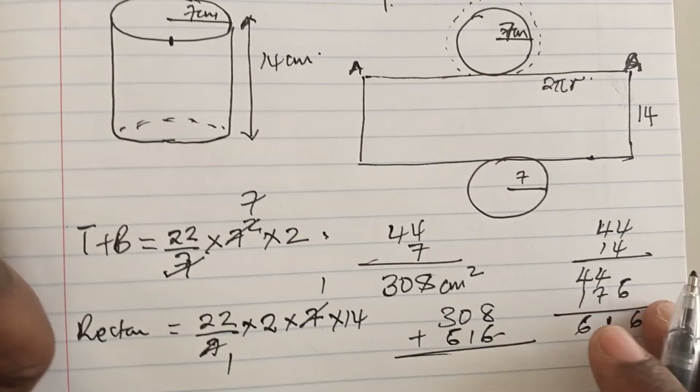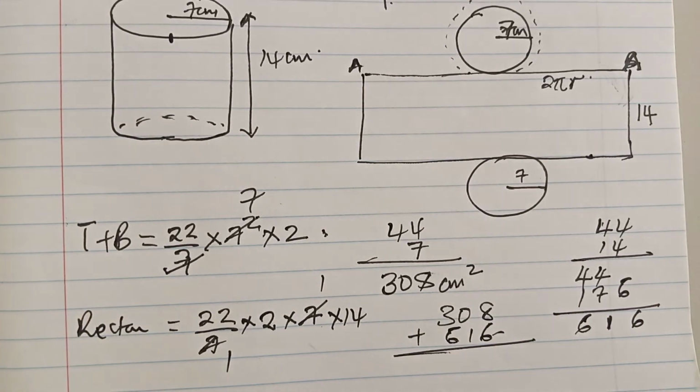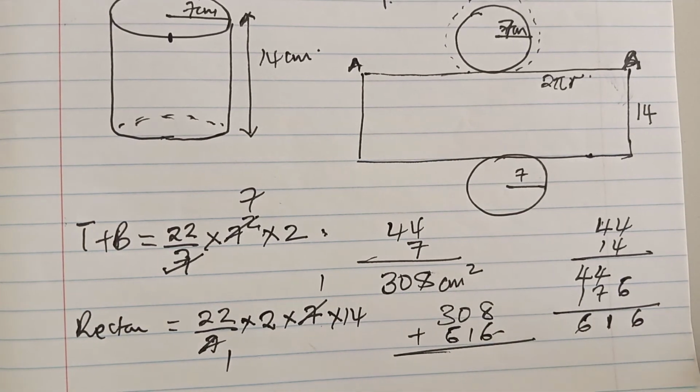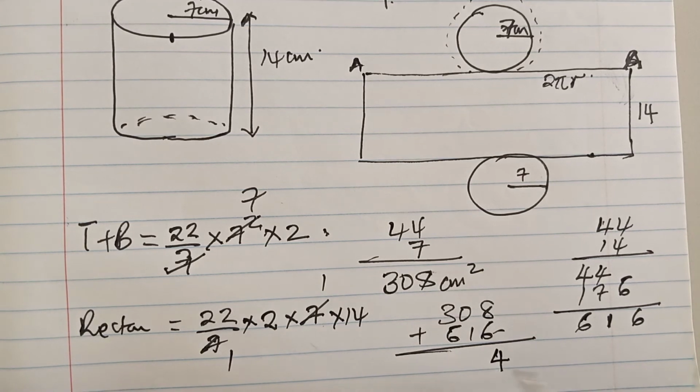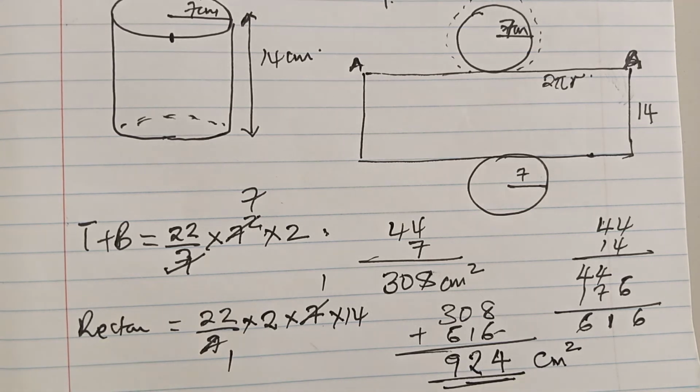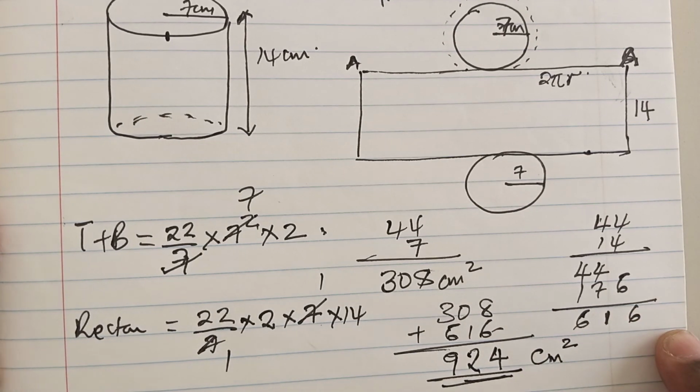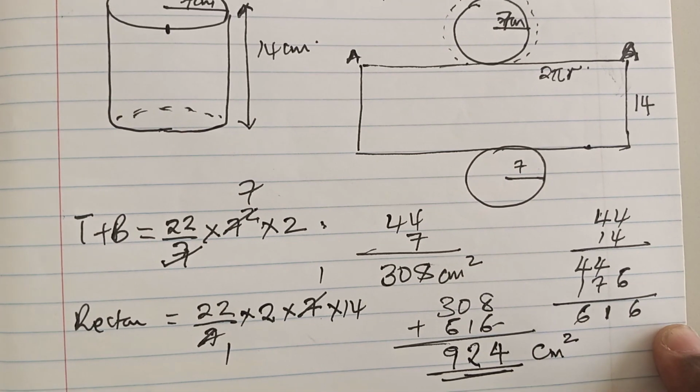And the entire surface area of the cylinder or circular prism, 14, carry 1, 1 plus 1, 2, and then 9. We have 924 centimeters squared. And that is the end of that video.